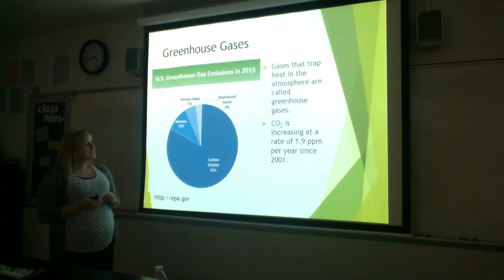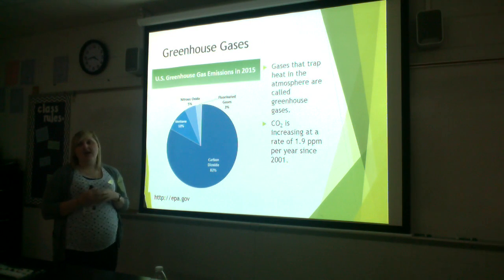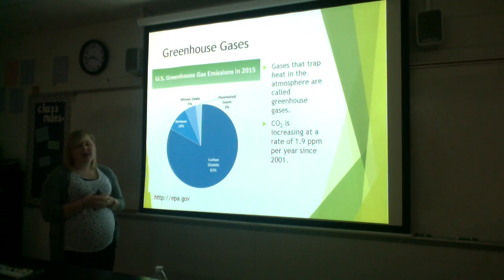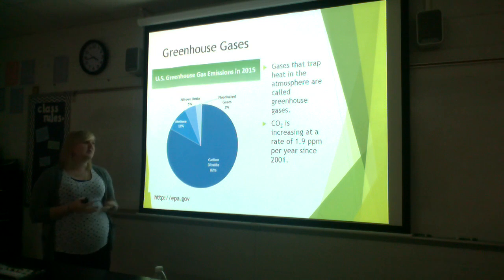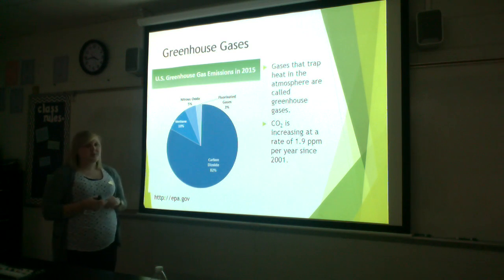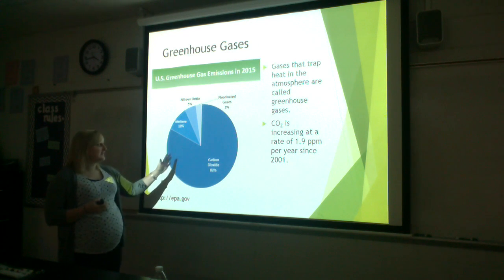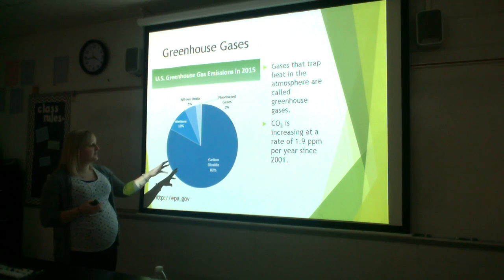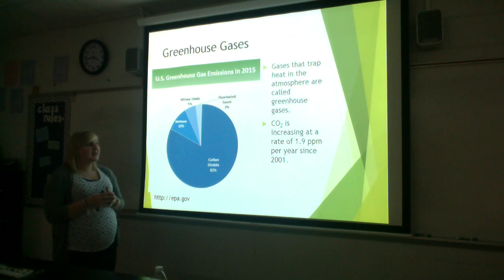Now the gases are called greenhouse gases because they are trapped in the atmosphere, and then again they can re-emit the solar radiation, which causes a heating effect, which acts just like a greenhouse, which is why they're called the greenhouse gases. Carbon dioxide is one that a lot of people focus on because it has the biggest emission rate of the 82%. And that rate is increasing by 1.9 parts per million per year since 2001.